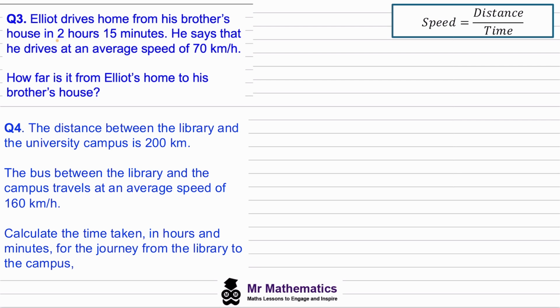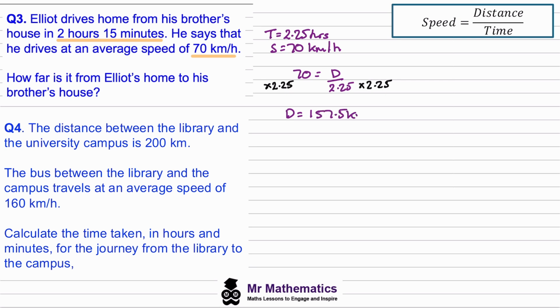Okay, so welcome back. So we've got a time of 2 hours and 15 minutes and a speed of 70 kilometers per hour. Now we need to convert this time into hours, and we know 15 minutes is 1/4 of an hour. So our time will be 2.25 hours. And we know the speed is equal to 70. So if we substitute both of these into our equation, we've got 70 will equal the distance divided by 2.25. So to work out the distance, I need to multiply both sides by the 2.25. Because then these two will cancel, will give us a distance of 157.5 kilometers.